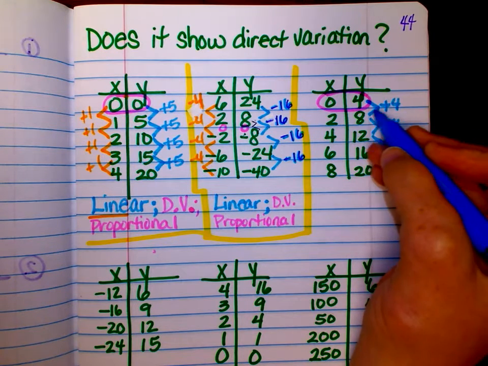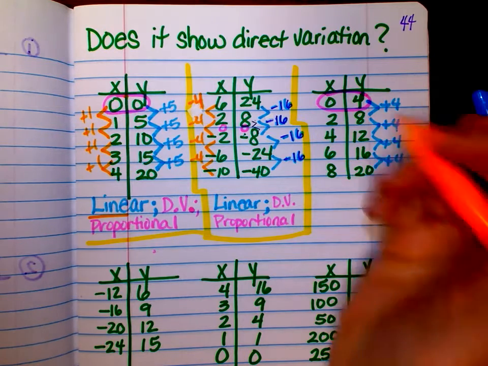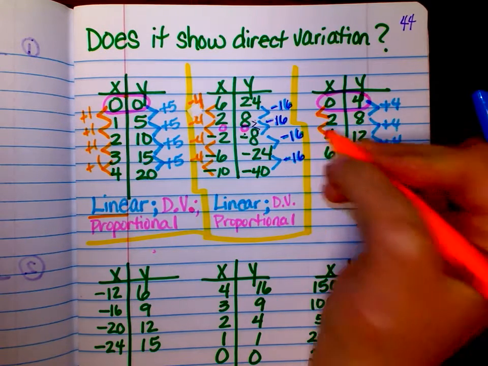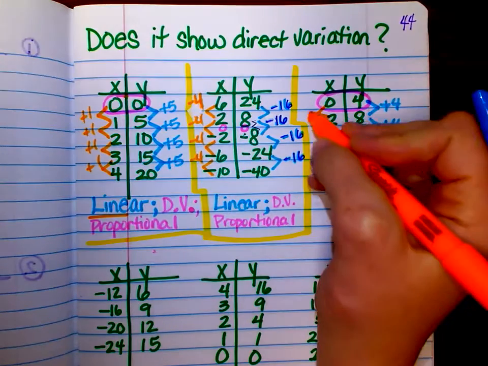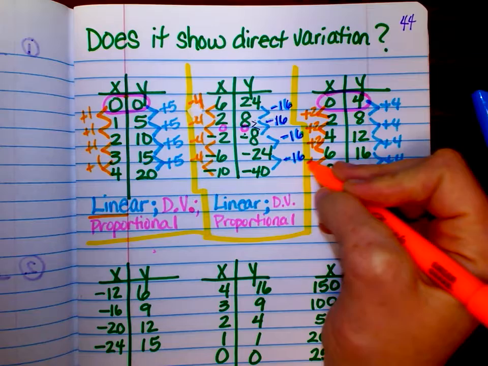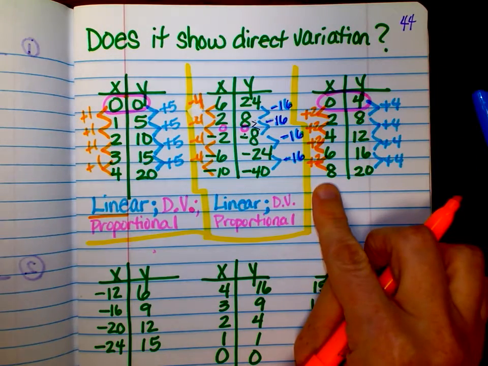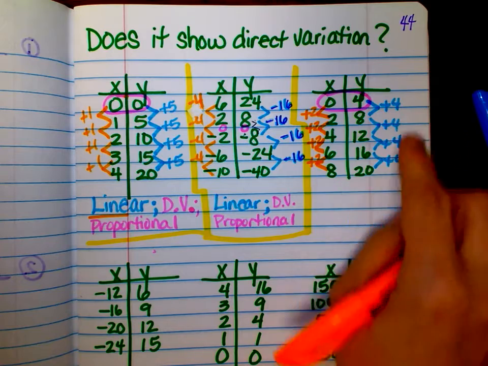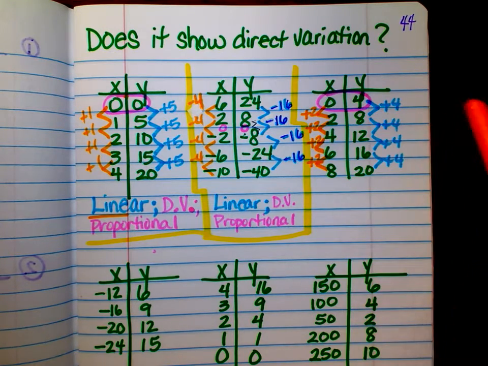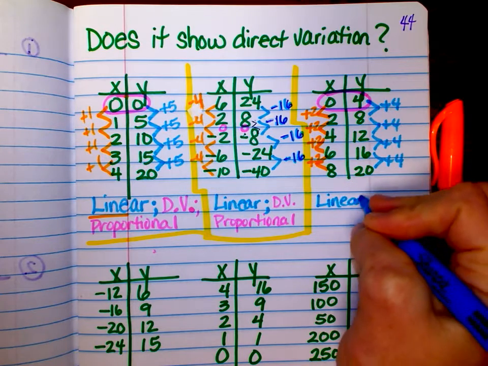And from 4 to 8 and 8 to 12, 12 to 16, you can see we're consistently going up by 4. And for our change in x, we are going up by 2. So our slope is going to be up 4 and over 2, and that is consistent throughout the table, so this is definitely linear. So we can go ahead and write that we have a linear situation.